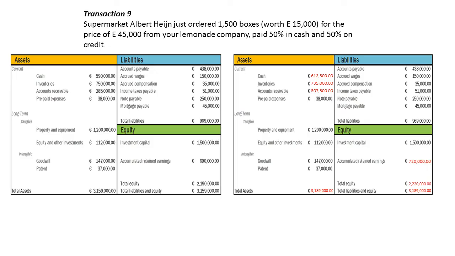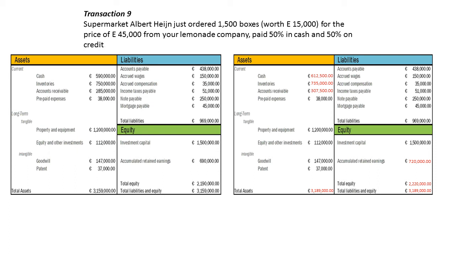So that will be the same with the cash. The amount will be €2,200,500. So that leaves us with the new number of €307,500, which leaves us with the total asset of €3,189,000. This is our new total asset.